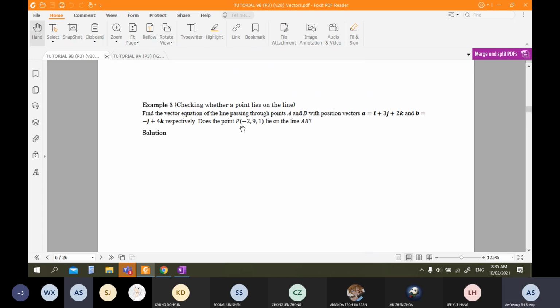Right. We are going to use this technique a few more times later in this chapter. So you should remember the procedure of how to check whether a point lies on the line or not. You just sub the point into the line equation, solve for lambda, and see whether value of lambda is consistent or not. Okay.